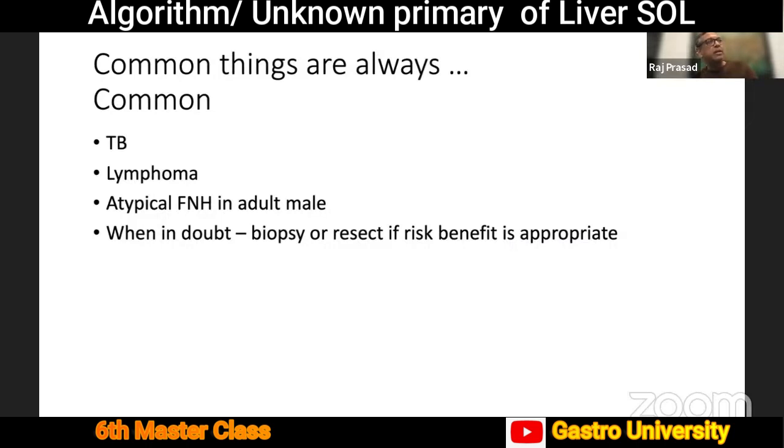And one area where we are particularly concerned and try to do more than we would normally do as an investigation, if necessary biopsy or resection, is atypical FNHs in adult males, because some of them we had a bad experience with and turned out to be malignancies. So we take a bit more care with all the benign liver tumors. That's one area where we take a more aggressive approach. So when in doubt, you either biopsy or resect, depending upon the risk benefit. That's a very simplistic way, but that's my approach to liver SOLs, and I'm happy to take questions.